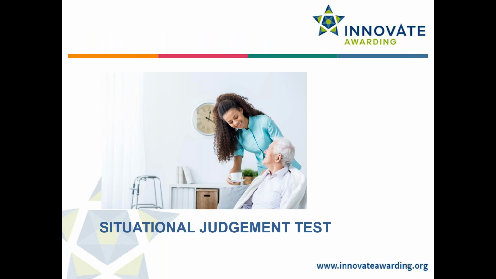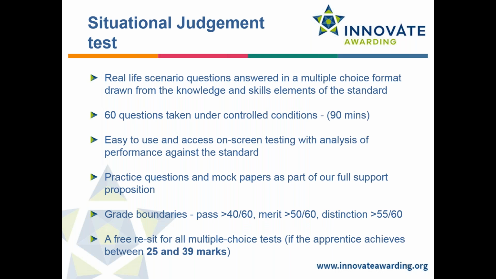So the first element, and again there's a 50-50 split in terms of weighting, and we'll try and apply the same logic for the presentation and the rest of today's webinar, and that's the situational judgment test. Now the situational judgment test is essentially an on-screen test which is externally set and marked by Innovate Awarding. This will take place in controlled conditions, and that's in line with guidance that we will provide.